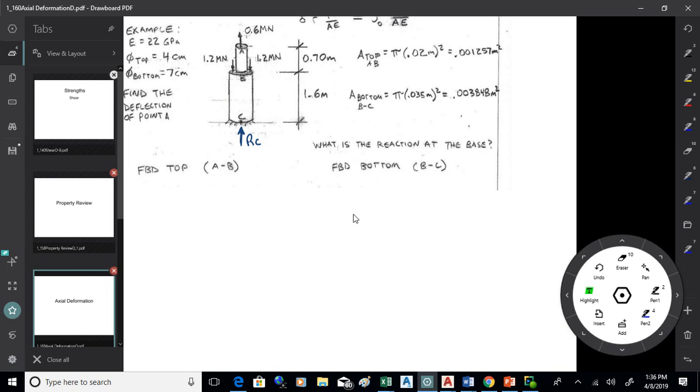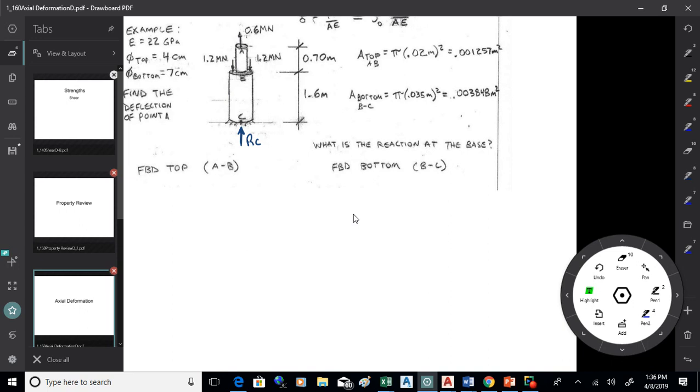So the first thing I want to do here is find the reaction at the base. I've got the dimensions over there on the left. I want to find the deflection of point A. Deflection is one of those D words: deflection, delta, deformation. They all kind of mean the same thing, how much something would move. I'm assuming that C is a solid floor. It's not going anywhere. So delta A is what I want to find. How much will A deform or move, deflect? I also calculated the areas there as well.